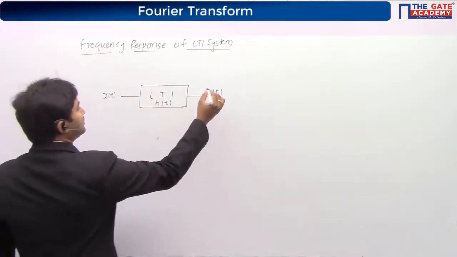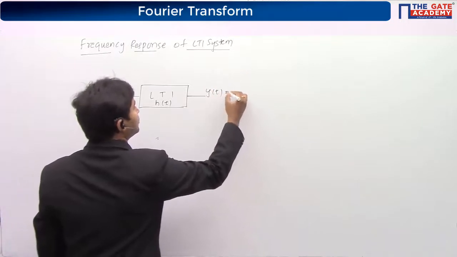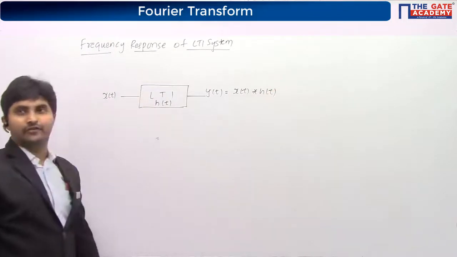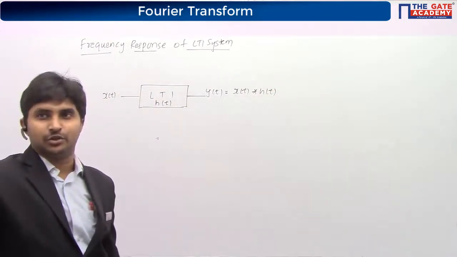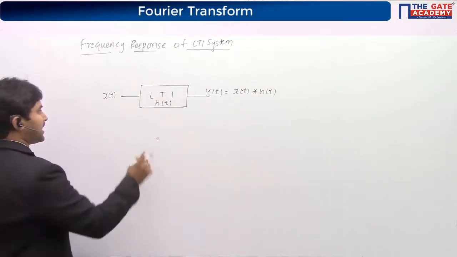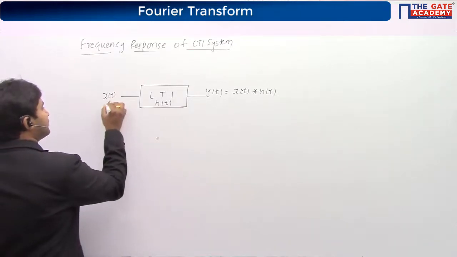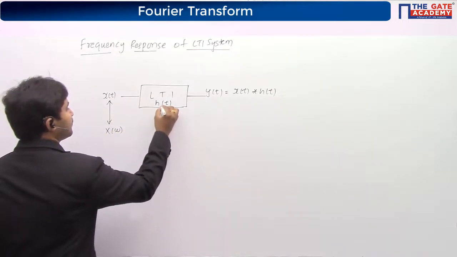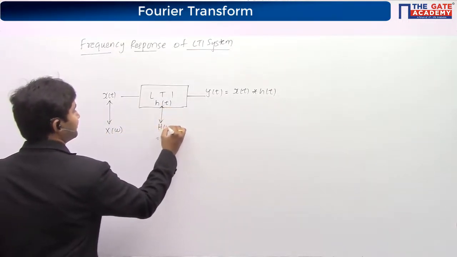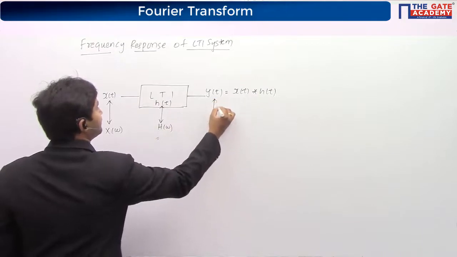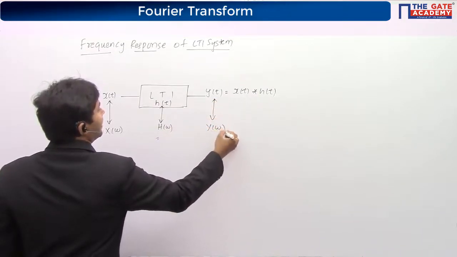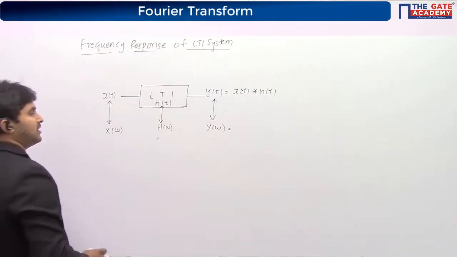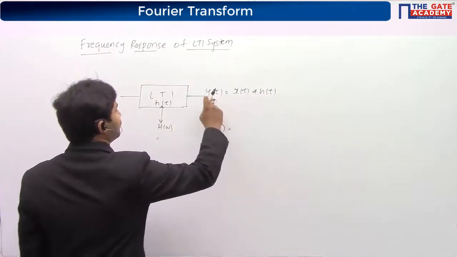As we all know, the output y of t is nothing but x of t convolved with h of t, right? The output y of t is equal to x of t convolved with h of t. I can write now the Fourier transform of x of t as X of omega, correct? And the Fourier transform of h of t as H of omega, and the Fourier transform of y of t as Y of omega. Now naturally, what should be the relation between x, h and y?